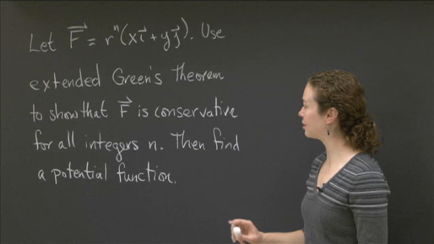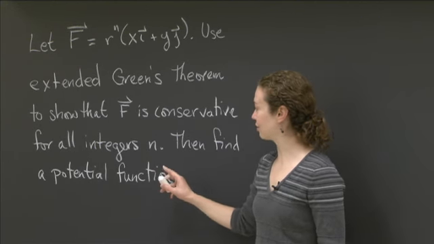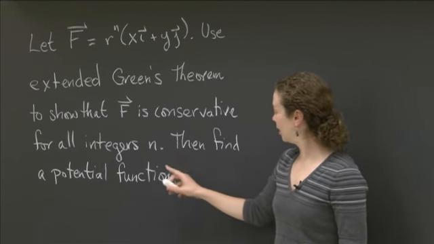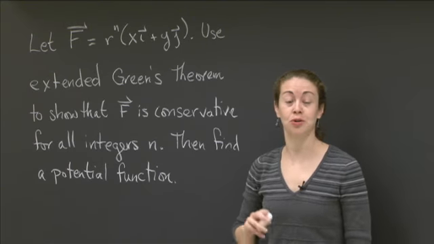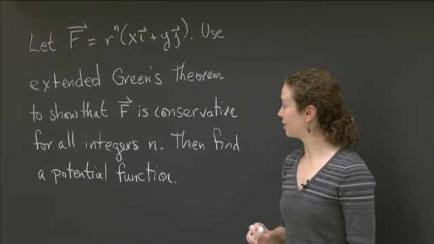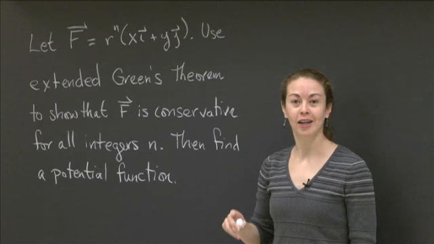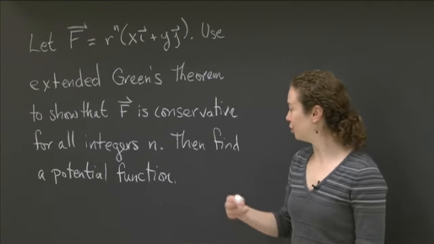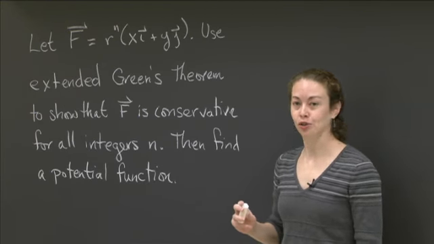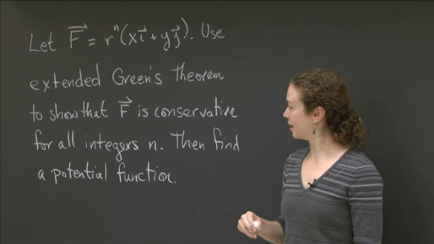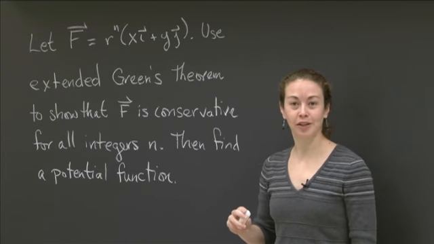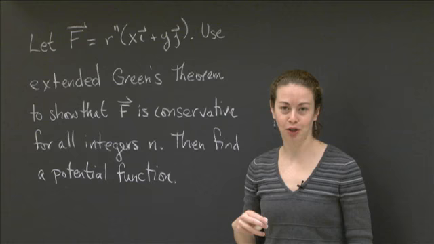Use extended Green's theorem to show that f is conservative for all integers n, and then find a potential function. So there are two parts. The first part is that you want to show that f is conservative, and then once you know it's conservative, you can find a potential function. So why don't you take a little while to work on that, and then when you're feeling good about your answer, bring the video back up and I'll show you what I did.